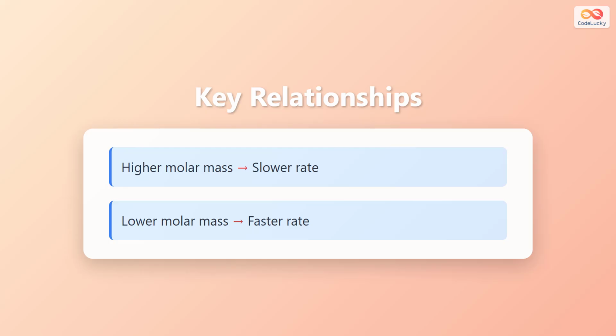Let's summarize the key relationships in Graham's law. First, if a gas has a higher molar mass, it will have a slower rate of effusion or diffusion. Second, if a gas has a lower molar mass, it will have a faster rate of effusion or diffusion. This makes intuitive sense. Heavier molecules move more slowly because they have more mass to carry around. Lighter molecules, on the other hand, can zip around much more quickly. Remember these two simple rules, and you'll be able to predict gas behavior easily.